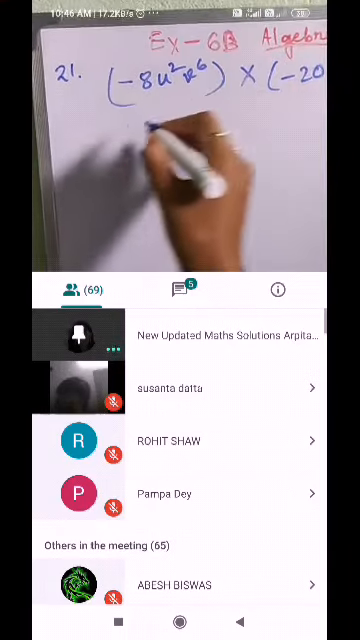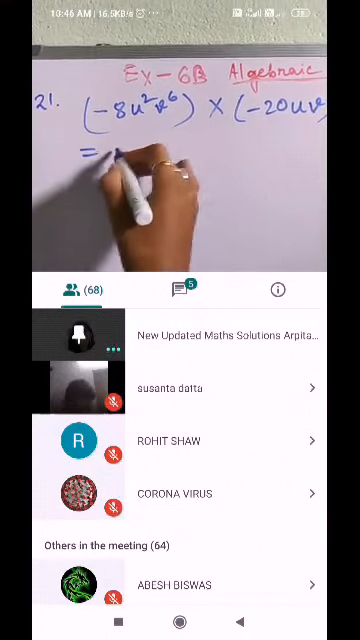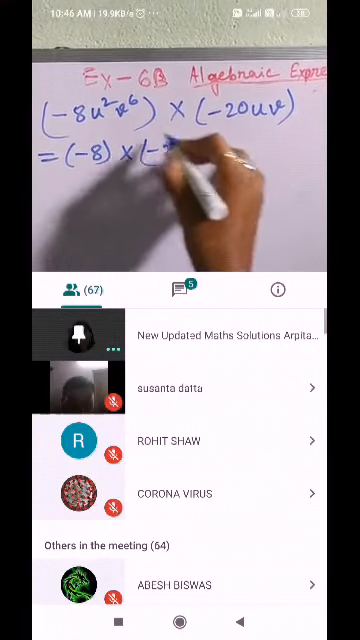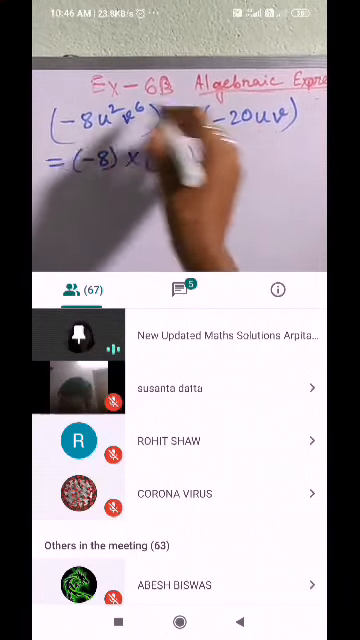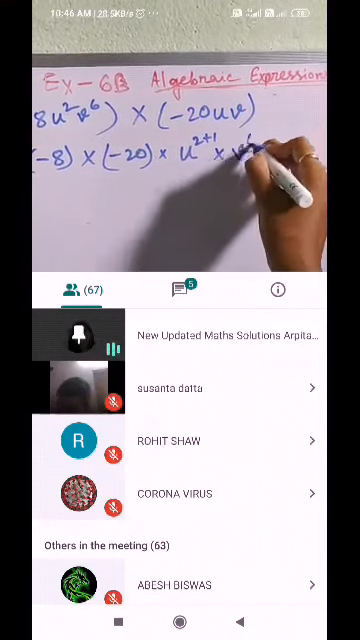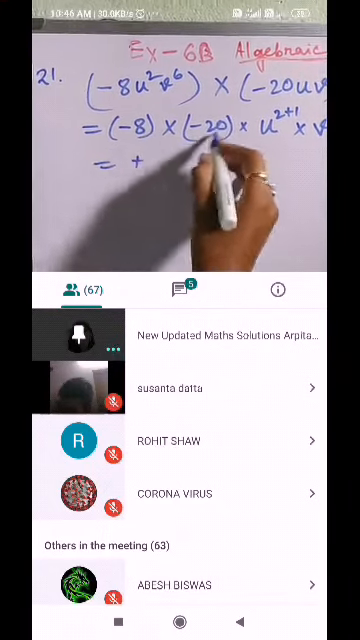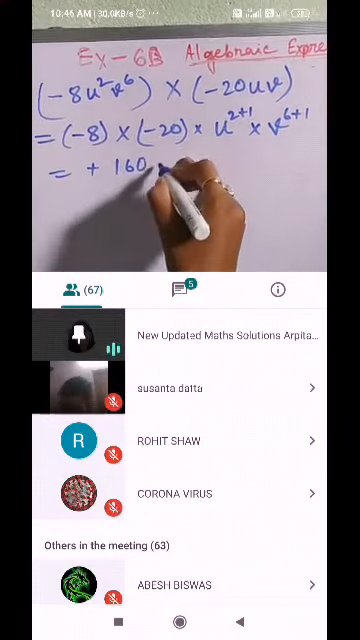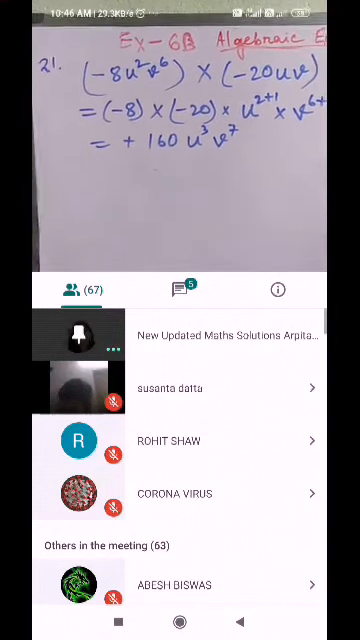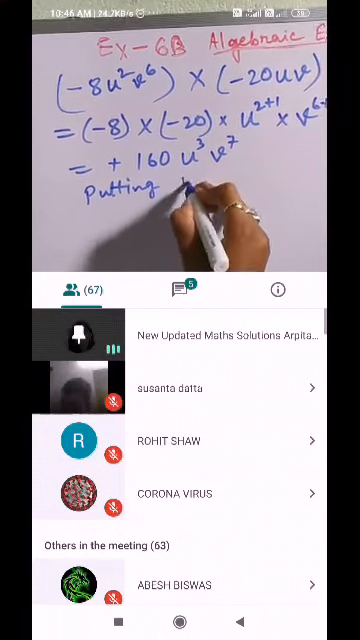So first we'll see the product of it. Here is minus 8. First, the numerical terms we have to write down together. Then the variable terms: u, here the power is 2, here the power is 1, and v, here the power is 6 plus 1. Minus minus will be plus, 8 times 20 is 160, 160 into u raised to the power 3, v raised to the power 7. Now we have to put the values of u and v.